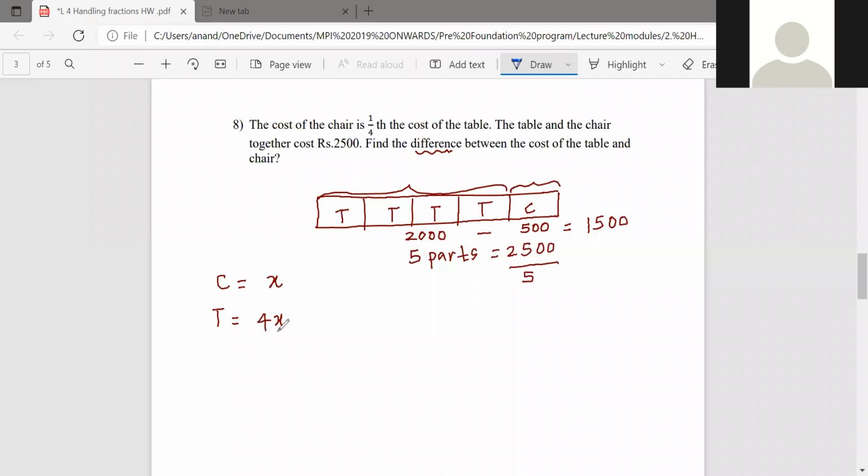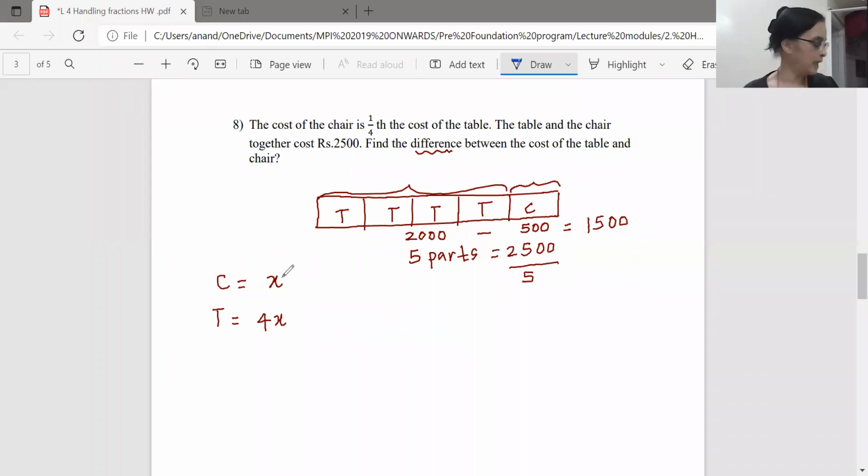Teacher, I don't understand it. You will not talk. Nobody will talk. So if the cost of chair is x rupees, those who are not understanding it, you will see the video afterwards. Once again, you will understand it. When you will carefully see it, you can stop the video and you can carefully see it. Okay, then you will understand.